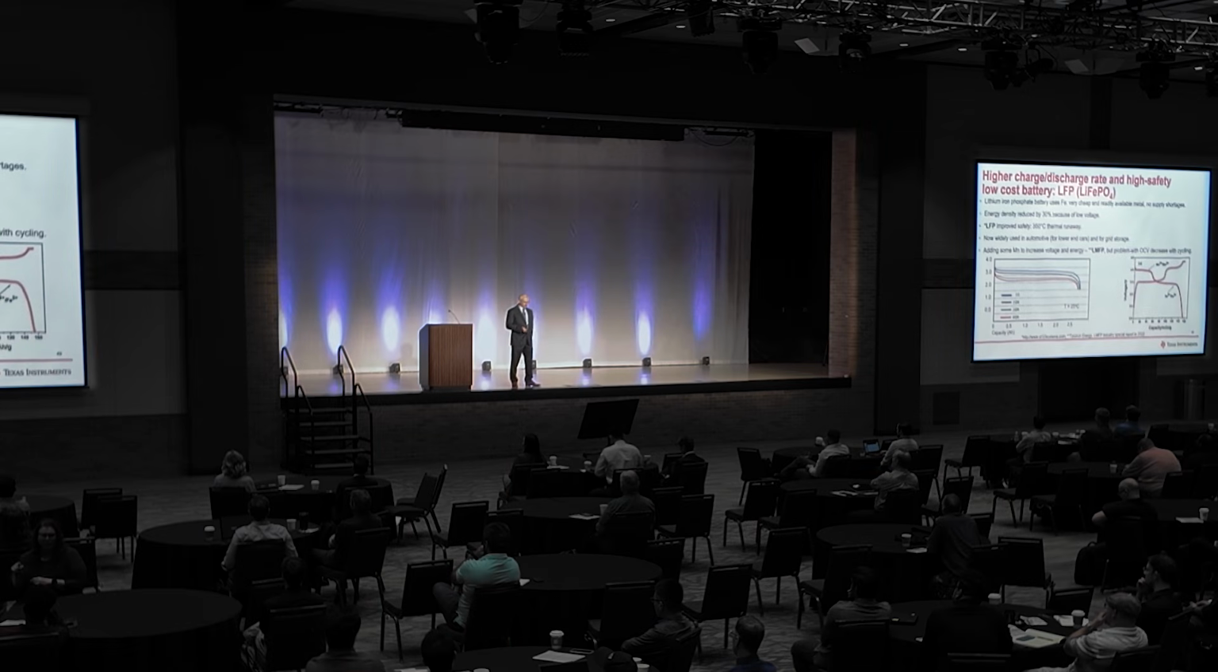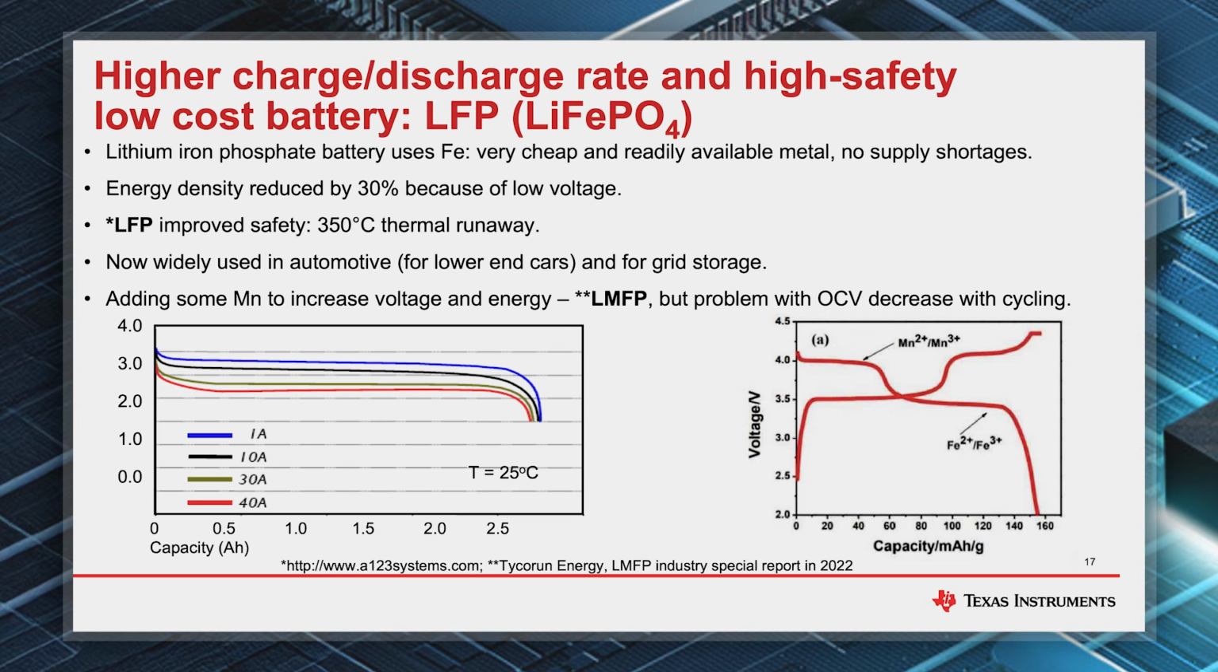So many people already started looking at iron, for example, as a replacement. And lithium iron phosphate is the ultimate cheap cathode material because it uses extremely available iron, and phosphorus, which is also available, is basically fertilizer. So everybody can make lithium iron phosphate.